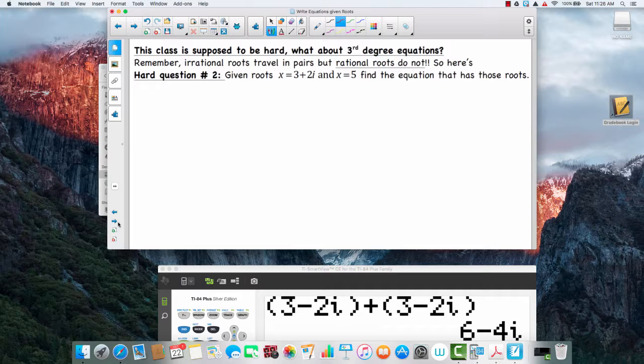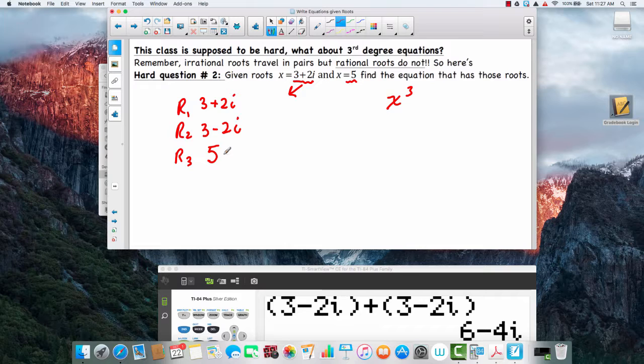All right, this is supposed to be a hard class, right? So what if it's third degrees, like this stuff? Well, it's just going to be more legwork. It's not any more complicated. It's just a little bit more math. Now, again, back to the beginning. If someone told you the roots are 3 plus 2i and 5, well, this and this, those are not pairs of each other. They're not conjugates. So what you need to realize is, okay, root 1 is going to be that. Root 2 will be the conjugate pair. And then this third guy over here, root number 3, will be 5.